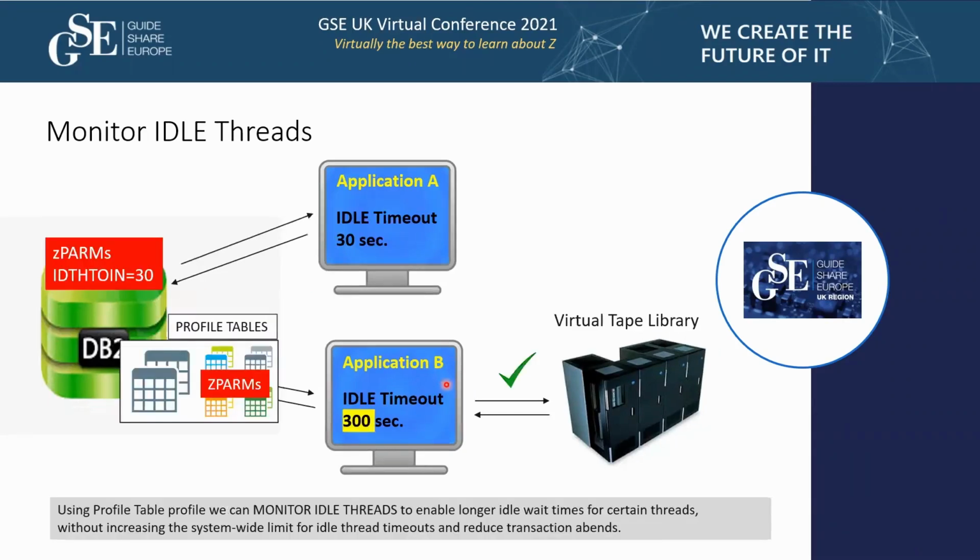So with Db2 profile, we can specify another thread timeout only for my specific workload. And in this case, my specific workload is the application B. So I can diversify an idle thread timeout at the global level and for a specific level.